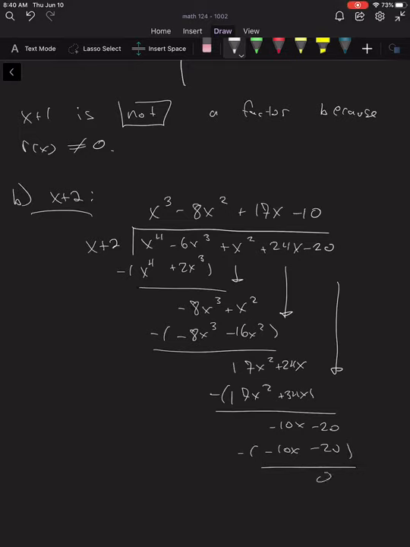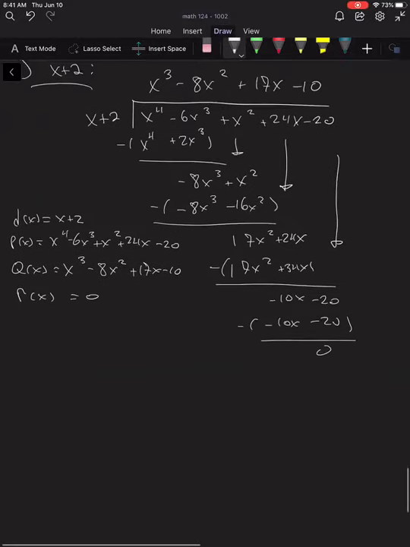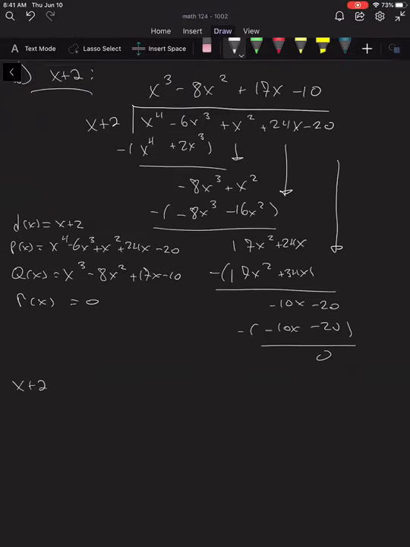So in this problem, our d of x is x plus 2. Our p of x, which is same as the previous problem, x to the 4. Then we have q of x is the thing on the top. And then our remainder is 0. So in this problem, x plus 2 is a factor, because the remainder is 0.